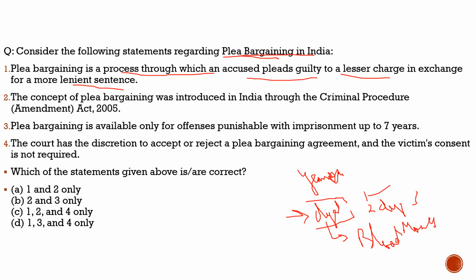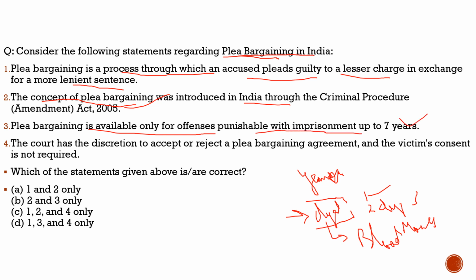It was not in the CrPC, the Criminal Procedure Code, but when it was amended in 2005, then it was introduced. So the second statement says the concept of plea bargaining was introduced in India through the Criminal Law Amendment Act 2005. 100% correct. It was not earlier part of it. Third, is it available for every sentence? No, it is only available for offenses punishable with imprisonment up to 7 years, 7 years or below.